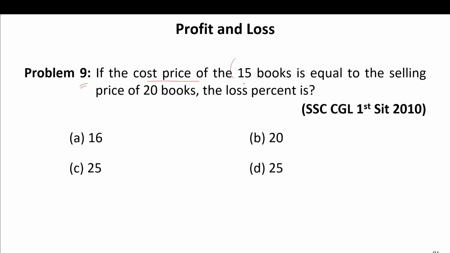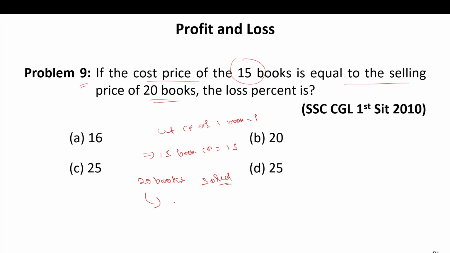So if the cost price of 15 books is equal to the selling price of 20 books. So let CP of one book be 1. So this implies that for 15 books, CP is equal to 15, right? But it is equal to the selling price of 20 books sold. Okay. So this implies that their cost price would be 20. So how much is the loss? So 5 rupees loss, because 20 minus 15 is equal to 5, right? So 5 is the loss amount.